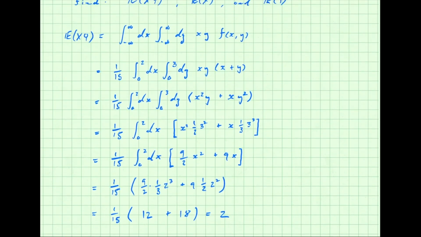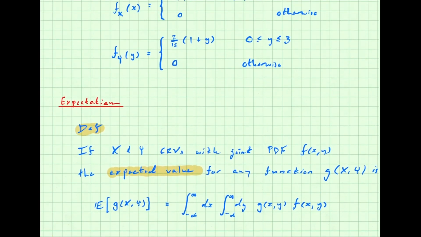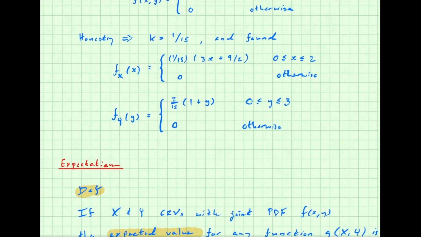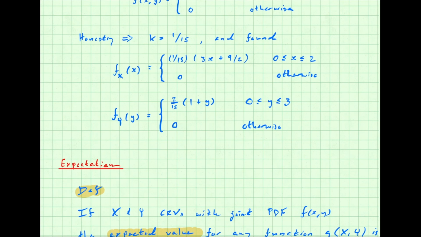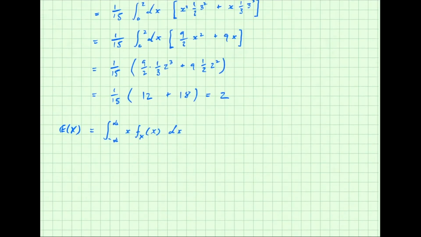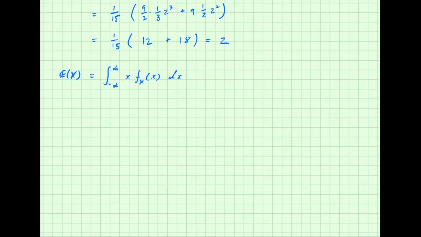And so now I have to go back over here and find the marginal density function, which we had. And I'm just going to copy it. So it's 1/15 times 3x plus 9/2, and that's what it is for x from 0 to 2, and otherwise it's 0. So we'll go back down here. And so the integral is now only going to go from 0 to 2. And we have x times the marginal density function. And the integration is with respect to x.